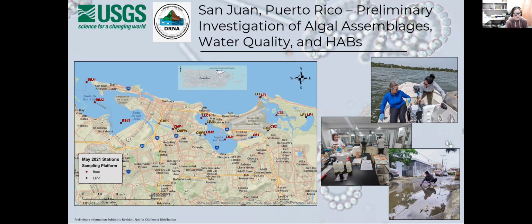So here are just some pretty pictures of us in the field and in the lab. We also collected some samples on land because there's a lot of flooding that happens in the surrounding communities of the channel. The channel has become so polluted, including with really large items, that there's not really a whole lot of flow through the channel. And then we get this overflow into those communities.